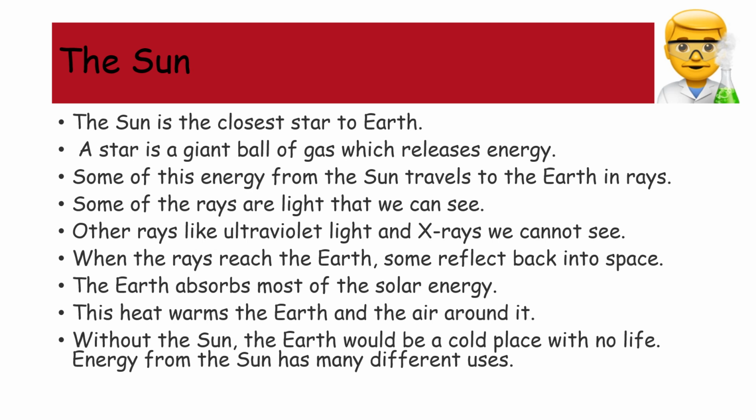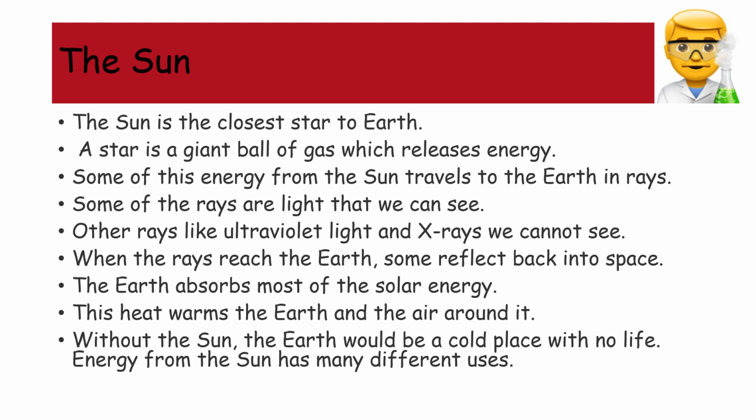The sun is the closest star to Earth. A star is a giant ball of gas which releases energy. Some of the energy from the sun travels to the Earth in rays. Some of the rays are light that we can see. Other rays, like ultraviolet light and X-rays, we cannot see. When the rays reach the Earth, some reflect back into space. The Earth absorbs most of the solar energy. This heat warms the Earth and the air around us.